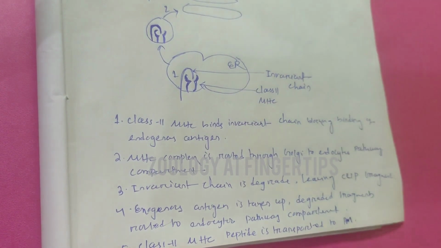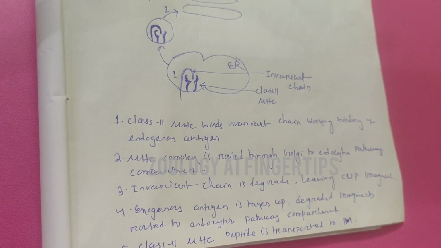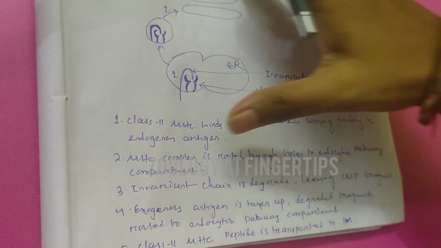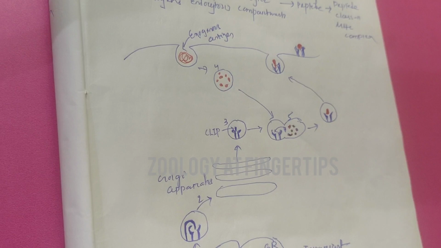The summary of this processing is: class 2 MHC molecule binds invariant chain, blocking binding of endogenous antigen. The MHC complex is routed through Golgi to the endocytic pathway compartment. The invariant chain is degraded, leaving the CLIP fragment. Exogenous antigen is taken up, and degraded fragments are routed to the endocytic pathway compartment. Class 2 MHC peptide is transported to the plasma membrane of the APC and recognized by helper T cell. The entire process of this endocytic pathway is here.